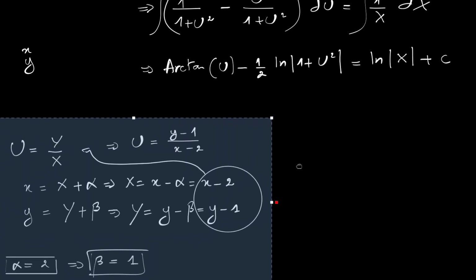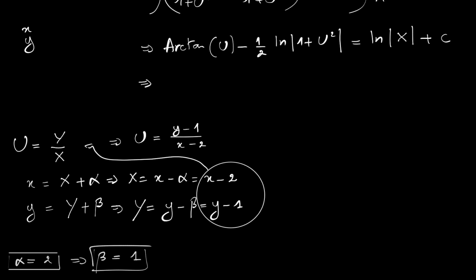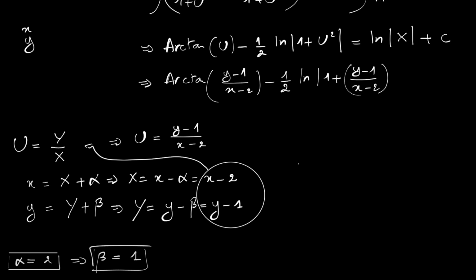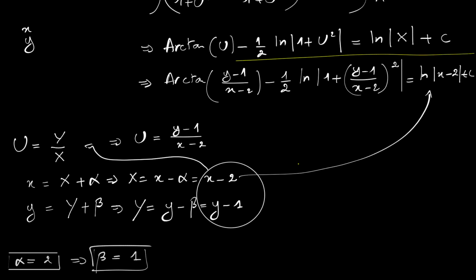Let's move this here. And now we can write our general solution of our equation in an implicit form like this: arctangent of (y minus 1) over (x minus 2), minus 1 over 2 the logarithm of 1 plus ((y minus 1) over (x minus 2)) squared, equals the logarithm of X, and X here is small x minus 2, plus c. It is a big solution. Okay.